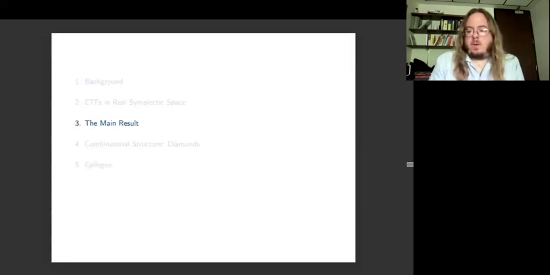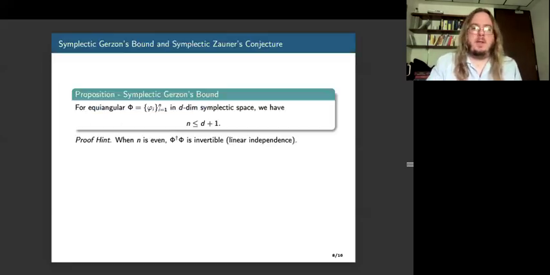Okay, so I want to talk about the main result in a little bit more detail. So I need to give you what symplectic Zauner's conjecture is. Now, symplectic Zauner's conjecture was closely related to Gerzon's bound, so it's natural for us to have a symplectic version of Gerzon's bound, and that's where we'll start.